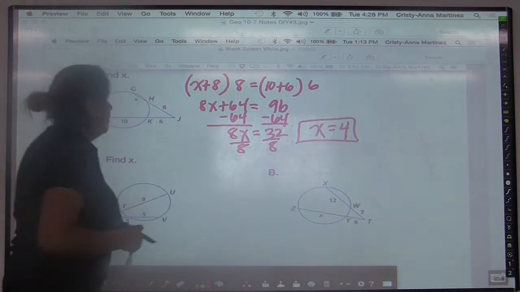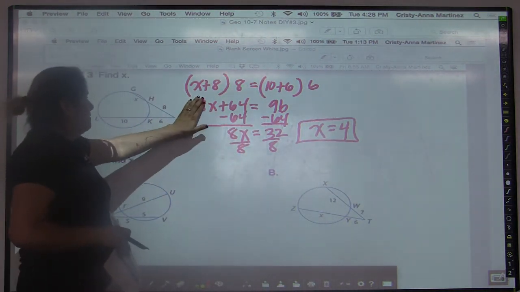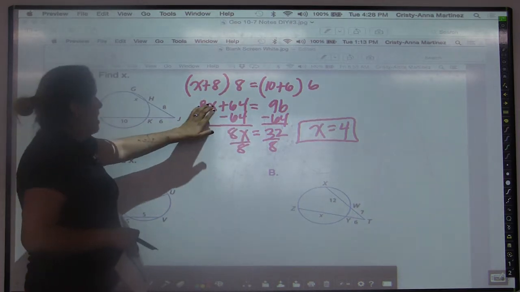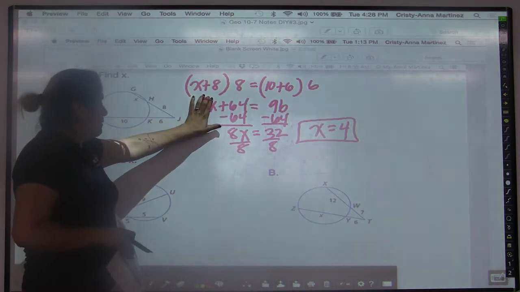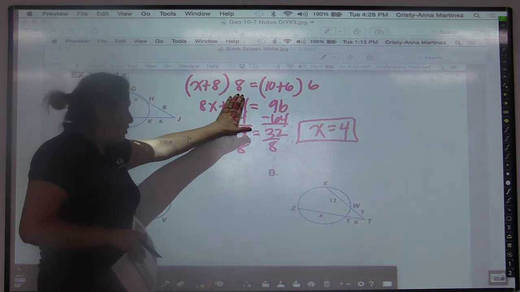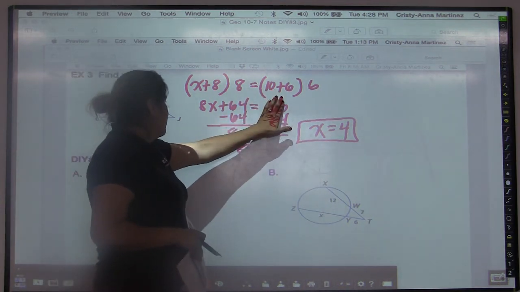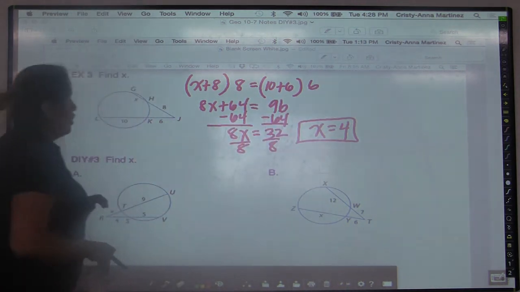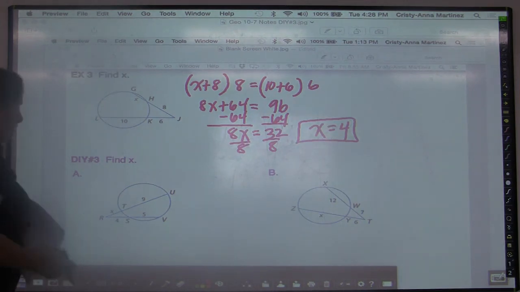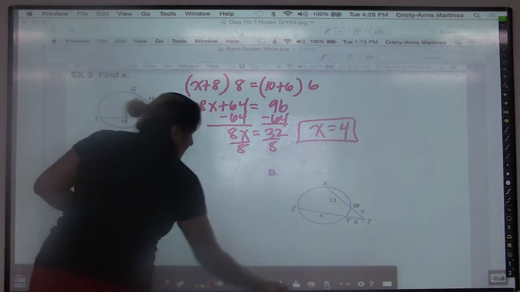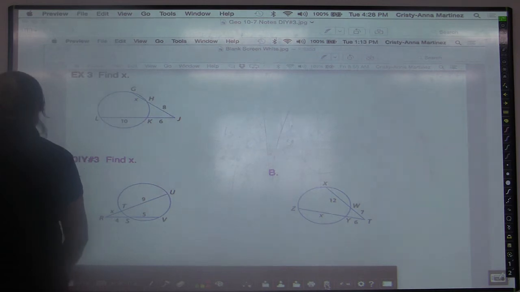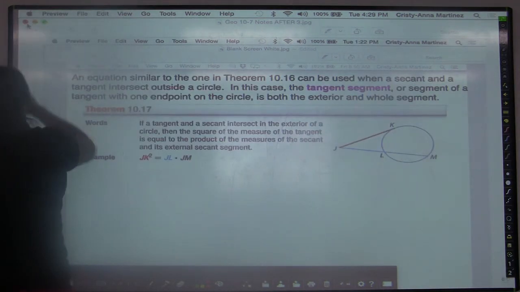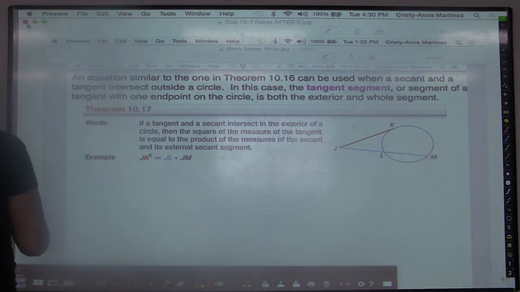So it's just important that, for example, you didn't put x plus 8 times x. It has to be the entire secant segment times the external portion, entire secant segment times the external portion. So you're going to go ahead and do it yourself number 3. And then we'll go to our last theorem and our last example.